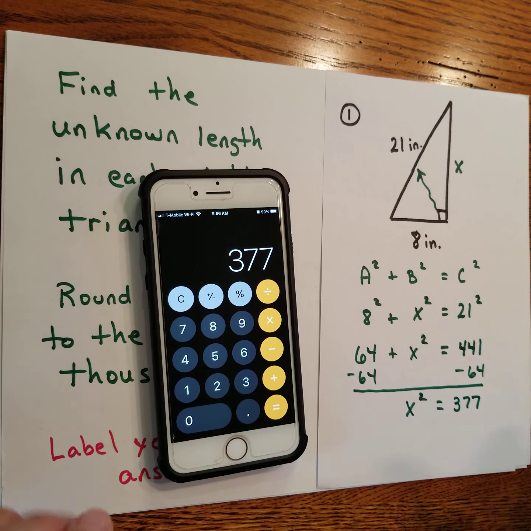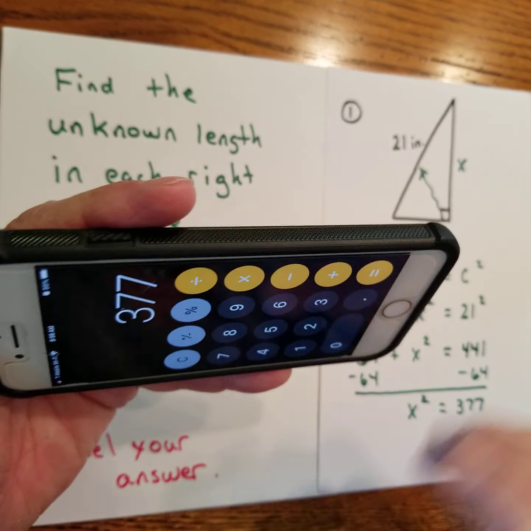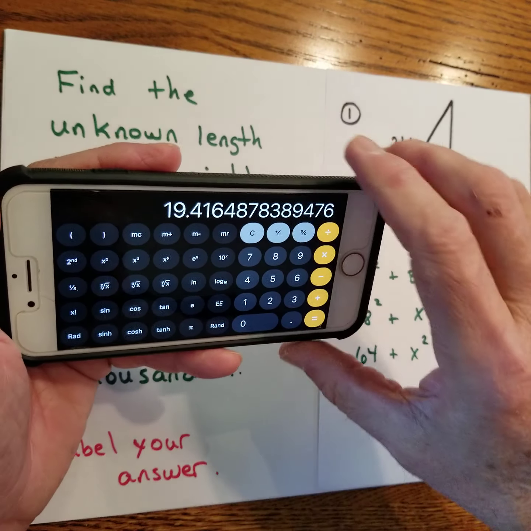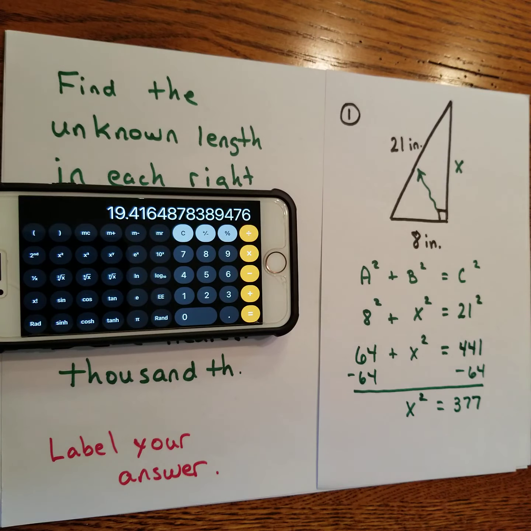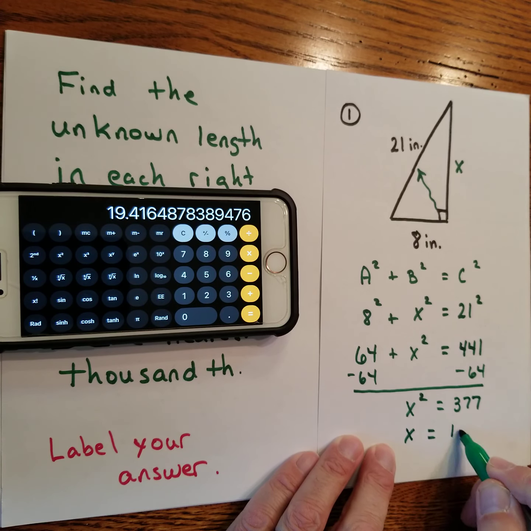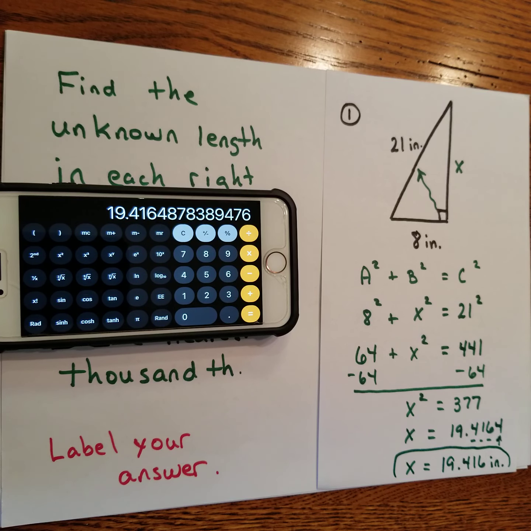And then the final step is the square root. We'll take the square root of 377 and we'll round this to the nearest thousandth. My calculator says 19.4164 to the nearest thousandth. Since that number is small, we'll make that 19.416 inches. Got it.